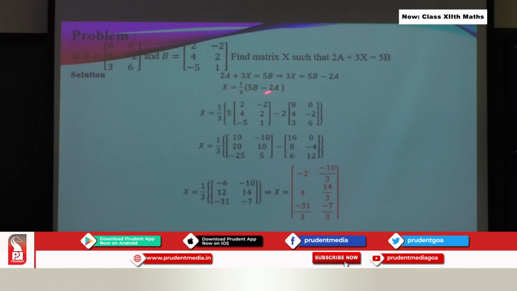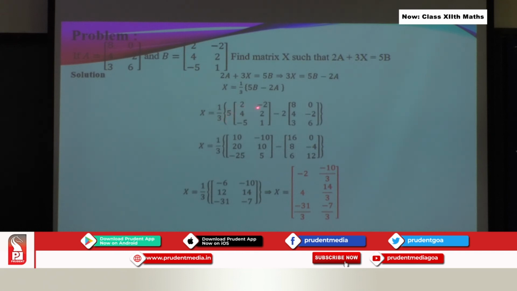Now once I get this equation as X equals, I substitute matrices in place of A and B. Look here, what matrix B do I have? That's this one, and I substitute the same matrix. What matrix A do I have? That's this, and I substitute it over here. Afterwards you can see this 2 is multiplied, so I am supposed to do scalar multiplication. 5 is multiplied, again scalar multiplication.